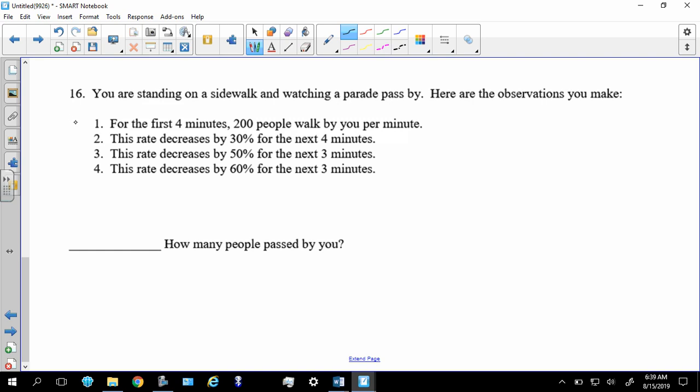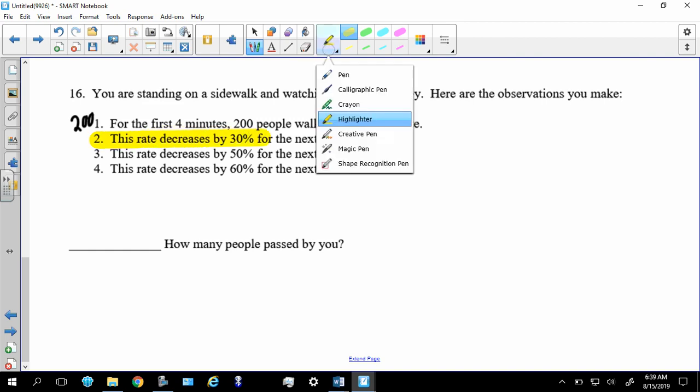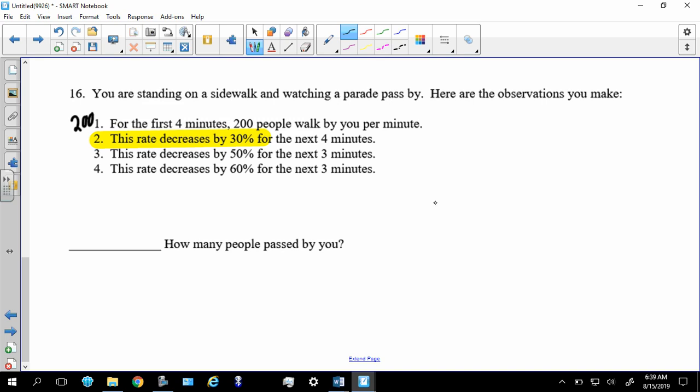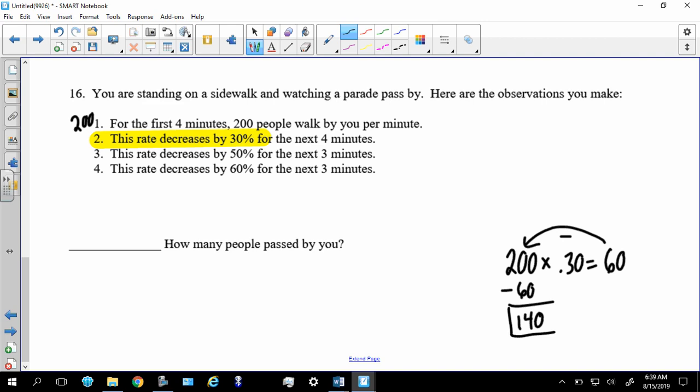Our new rate starts off at 200. Here's our next part. This rate decreases by 30%. Off to the side, this is what we've been doing for 2 weeks. We take 200, times it by 30%, we get 60, and then we subtract 60, which gives you 140. This is the way we've been doing it for 2 weeks.